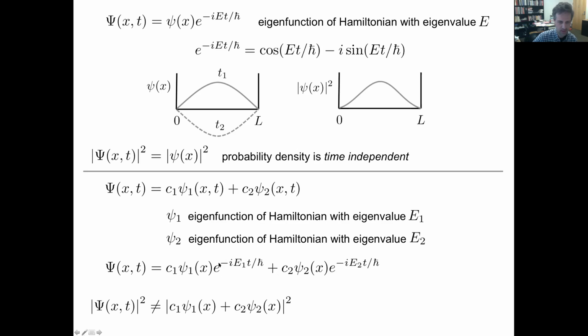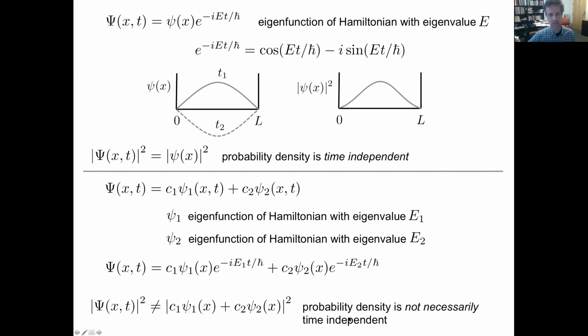In that case, you have a time argument that stays in this expression, okay? And that means that in general, the time evolution is not constant. So it's not necessarily time independent. It's only time independent when the total wave function is an eigenfunction of the Hamiltonian. If it is a sum over several eigenstates of the Hamiltonian, then it's not necessarily time independent.